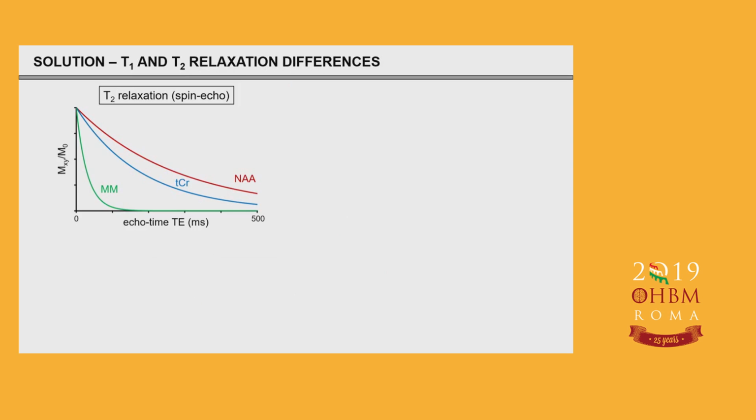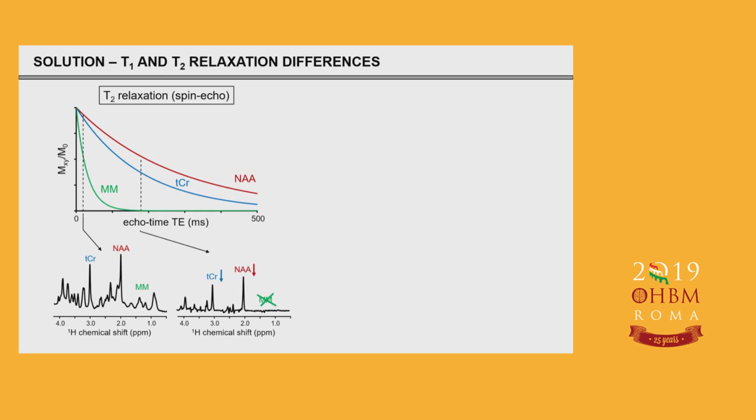Another thing you could do is to utilize differences in T1 and T2 relaxation. If you look at 3 compounds here, NAA, total creatine, and macromolecules, if you increase the echo time, you can see that the macromolecules disappear very quickly. They have a very short T2, whereas the 2 metabolites have a much longer T2. And so if you now acquire a spectrum at a short echo time, you can see that all of the peaks are on top of each other. If you now acquire a spectrum at a longer echo time, you can see that the macromolecules have completely been removed, and you can only see the metabolites, NAA and creatine. So this is one way of removing one of the overlapping compounds.